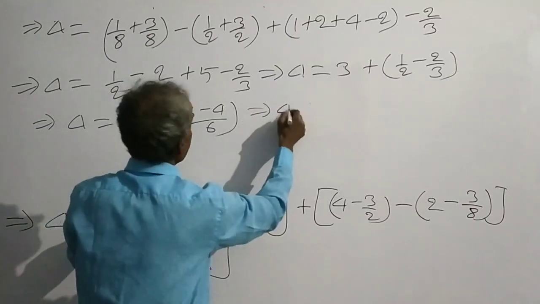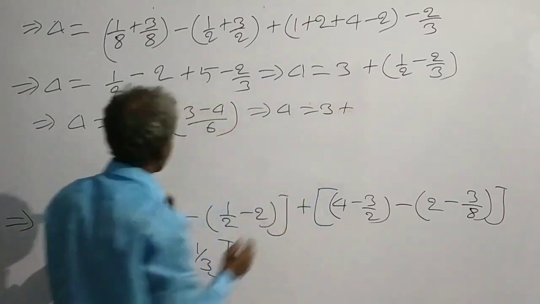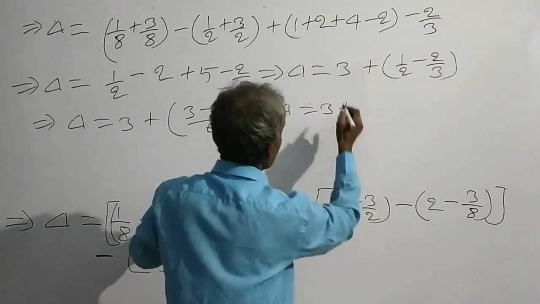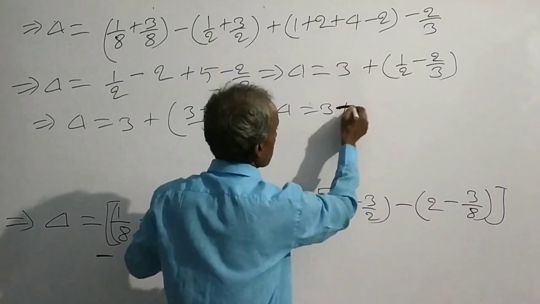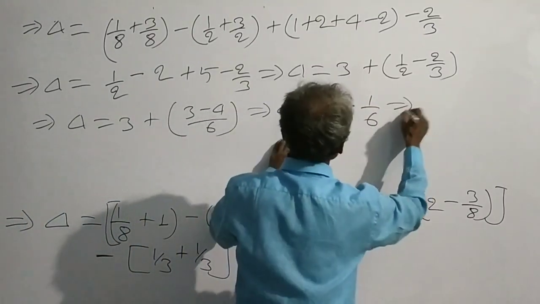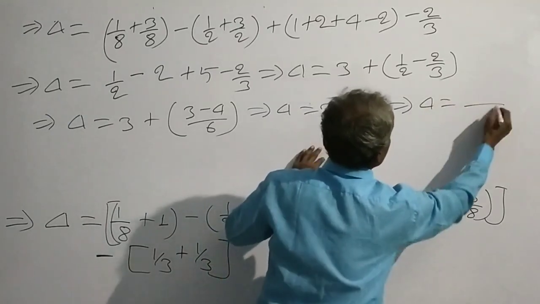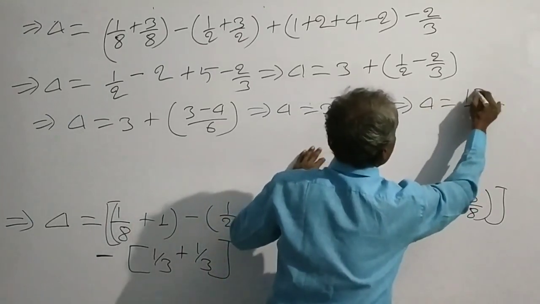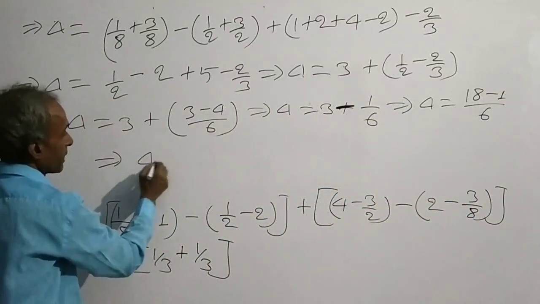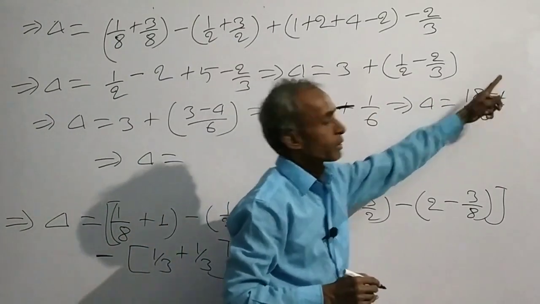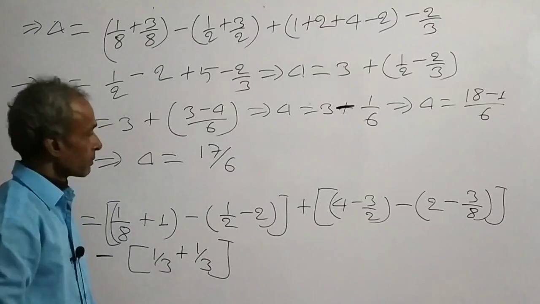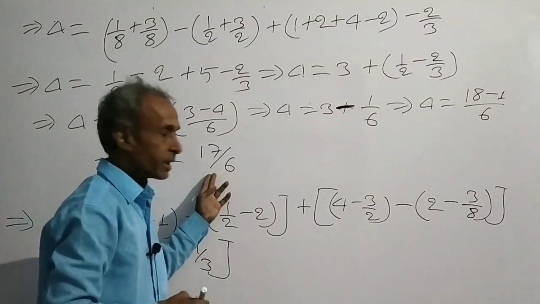This implies delta is equal to 3 minus 1 by 6. Not plus but minus 1 by 6. This implies delta is equal to 18 minus 1 by 6, which is 17 by 6. Now the problem is solved.